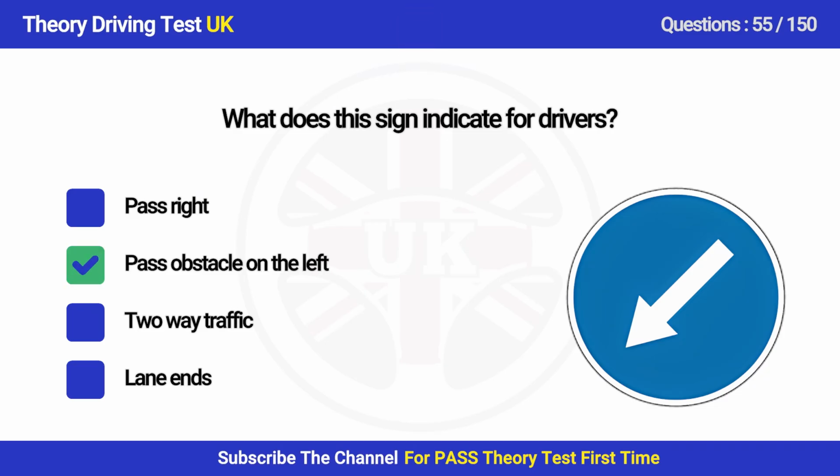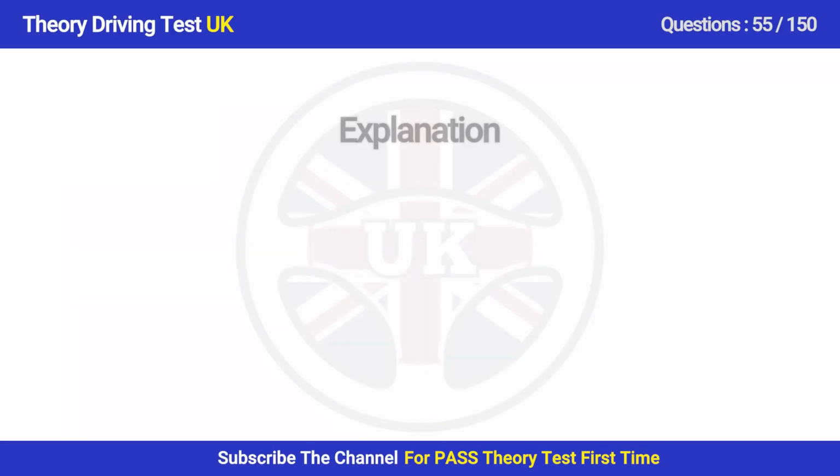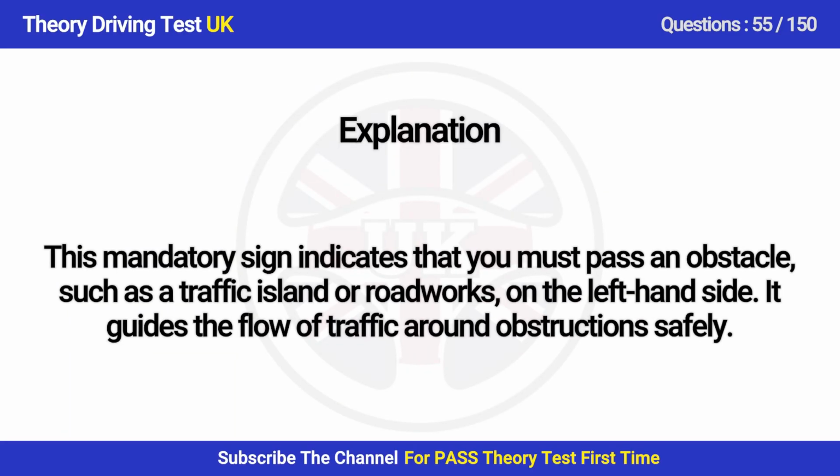Answer is B. Pass obstacle on the left. This mandatory sign indicates that you must pass an obstacle, such as a traffic island or roadworks, on the left side. It guides the flow of traffic around obstructions safely.